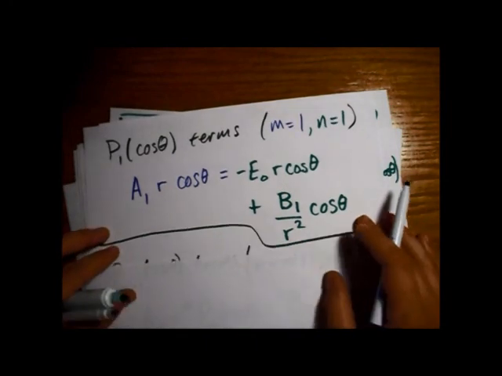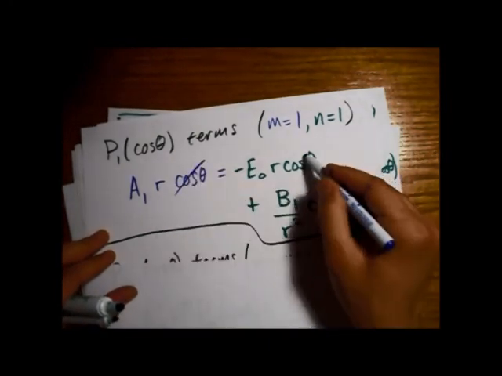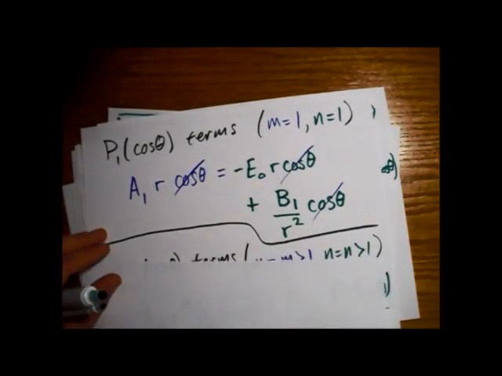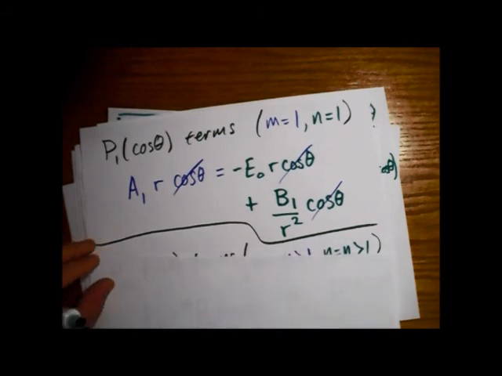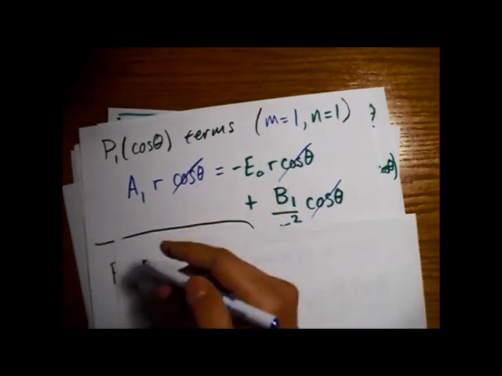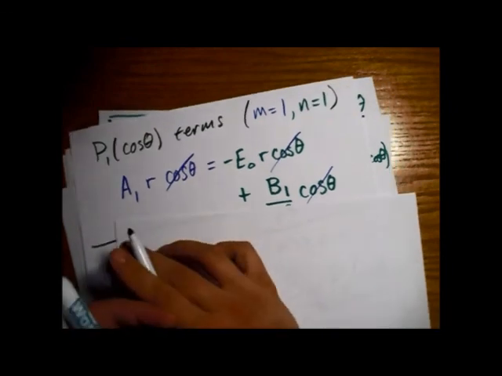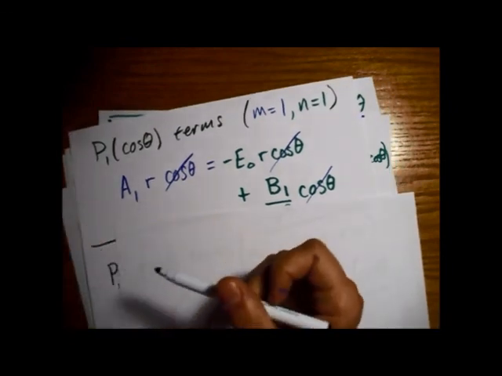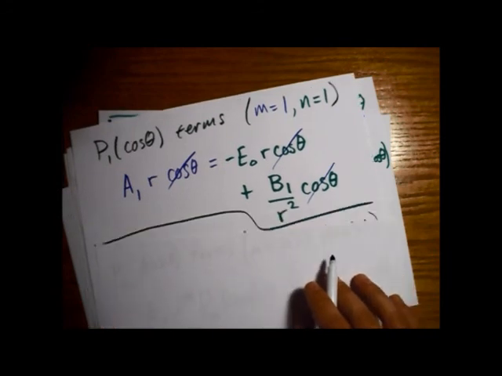We can divide immediately by cosine of theta. And what else can we do? We can bring this guy over. So I'm just going to write this in black. Black is the new black.